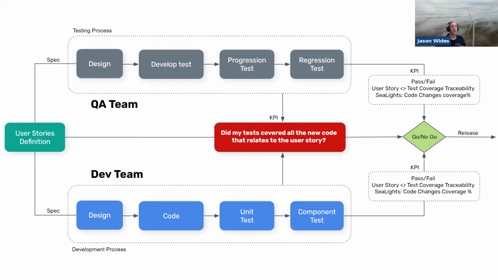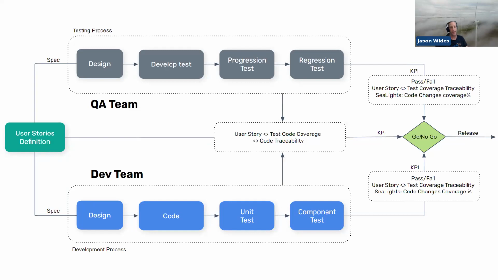There could also be code coming in that was not directly defined in the user story, but the developers changed as part of the user story, which the testers don't really know about, and therefore they need a way to create that link. That's where C-Lights comes into play, and C-Lights can provide you that link.